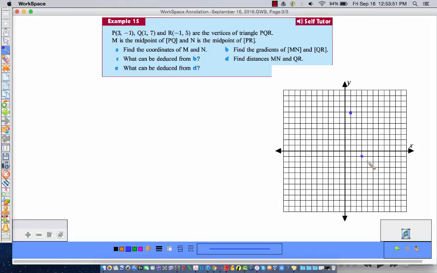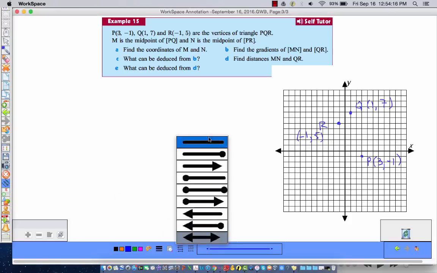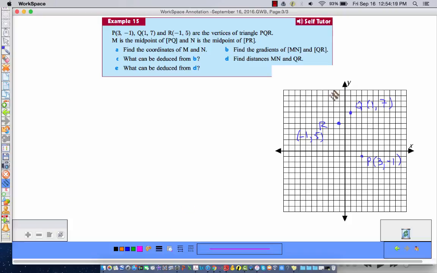So let's label this. P is 3, -1. Q is 1, 7. And then we have R at -1, 5. So here's R, and it's at -1, 5. Okay, we'll go ahead and connect those nicely. We'll make it pink so it's a little easier to see. So we got triangle PQR here, and let's see what's going to happen with that.